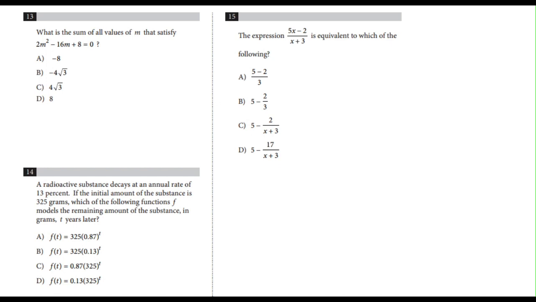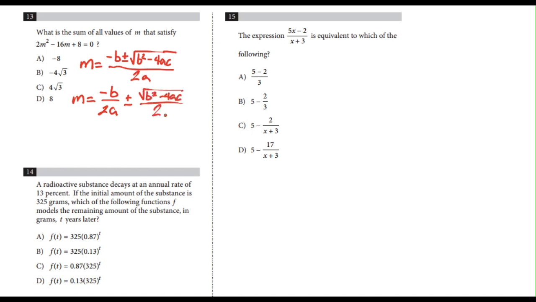Number 13. What is the sum of all values of m that satisfy 2m squared minus 16m plus 8 equals 0? What we're supposed to do is plug this into the quadratic formula. The quadratic formula is m equals negative b plus or minus the square root of b squared minus 4 times a times c, over 2 times a. If we were to separate this fraction, we'd get that m equals negative b over 2a plus or minus the square root of b squared minus 4ac over 2a.